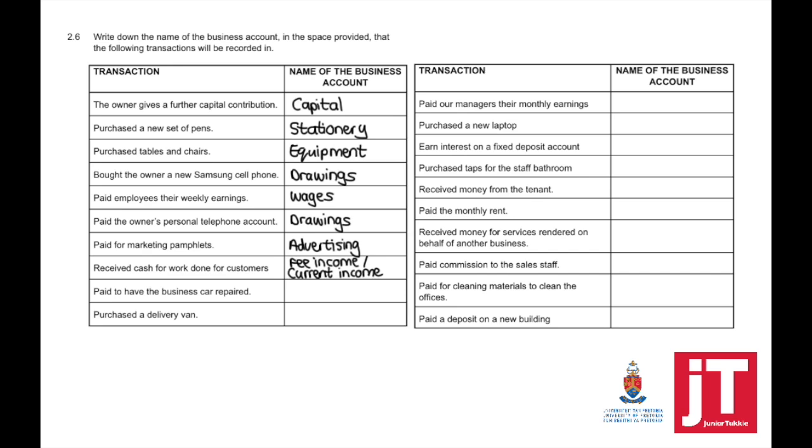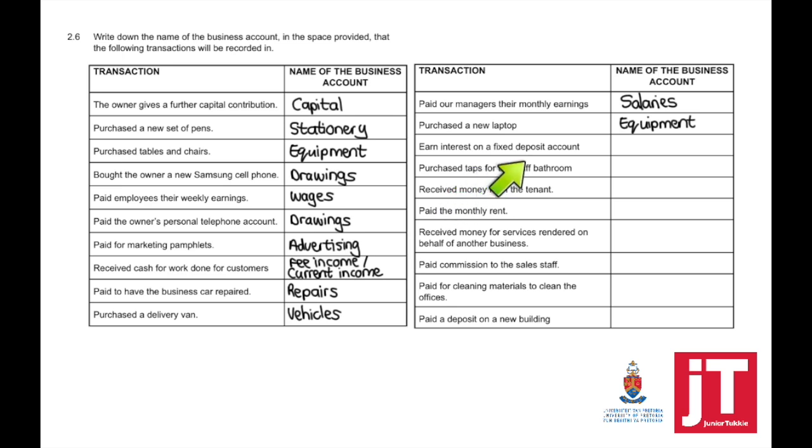Paid to have the business car repaired. So when we're talking about the business car, it doesn't say that we've purchased a new vehicle, a new car. We've had this repaired. This means this will be shown as repairs. Purchase a new delivery van. Now we're talking about vehicles. Paid our managers their monthly earnings. Monthly earnings is regarded as salaries. Purchase a new laptop. We're not going to show it as laptops. This will be shown as part of our equipment.